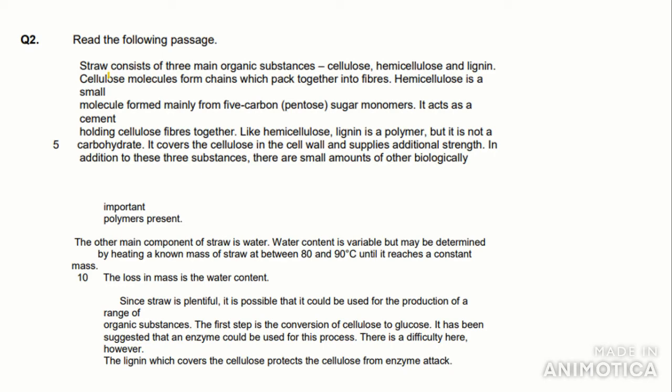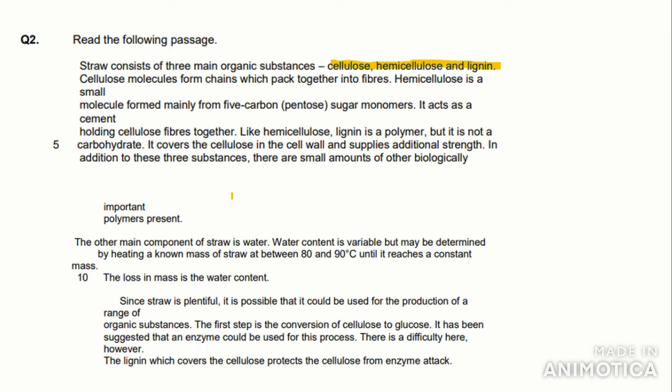So this is the next question, which has a large chunk of text. Now you need to get used to these kinds of questions as they come up a lot in the exam. So let's read it together. Straw consists of 3 main organic substances: cellulose, hemicellulose, and lignin. Cellulose molecules form chains which pack together into fibres. Hemicellulose is a small molecule formed mainly from 5-carbon or pentose sugar monomers. It acts as a cement holding cellulose fibres together. Like cellulose, lignin is a polymer, but it is not a carbohydrate. It covers the cellulose in the cell wall and supplies additional strength.